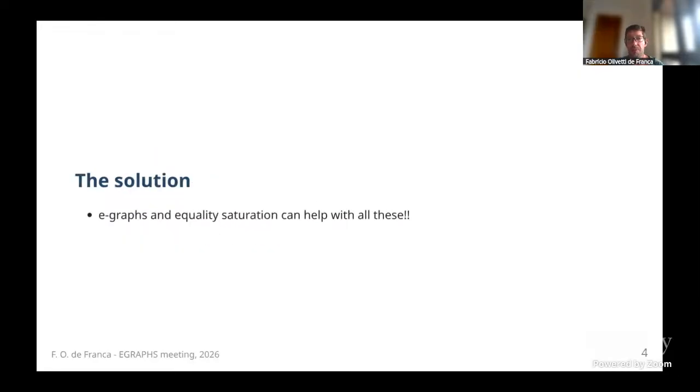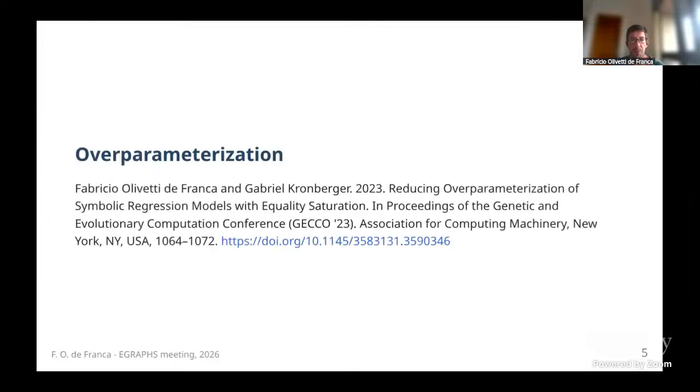So the solution that we are exploring is the use of e-graphs and equality saturation, which can actually help with all of these challenges. In the following, I'm going to show 3 different papers that we published recently, all of which involve e-graphs and equality saturation at different steps of the symbolic regression search. The first one was when we started with the idea of applying equality saturation to symbolic regression. It was a study on overparameterization.